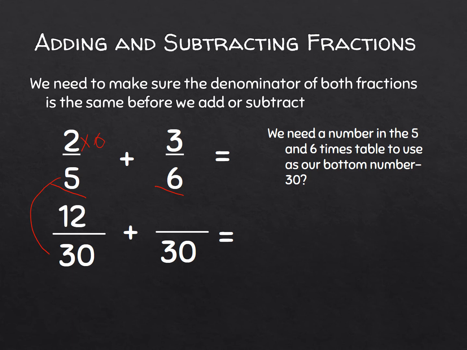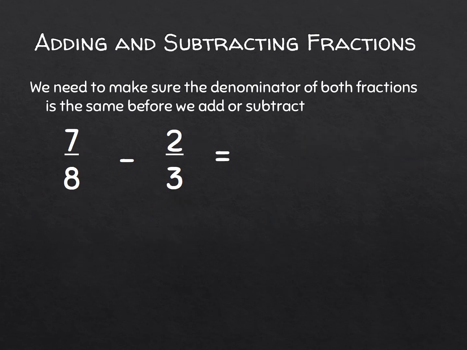Then we look at the second fraction and we go 6 times what equals 30? 6 times 5 is 30, so we're going to multiply the numerator by the same number. And 3 times 5 is 15. So we've got 12 over 30 plus 15 over 30. Just add the top numbers together to get 27 over 30.